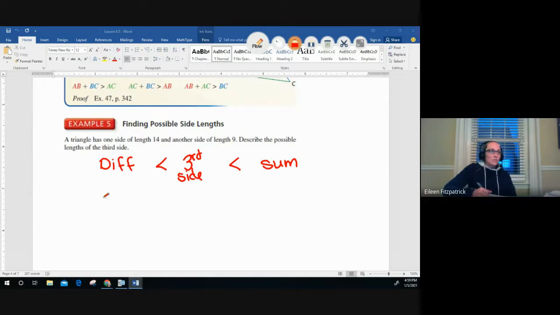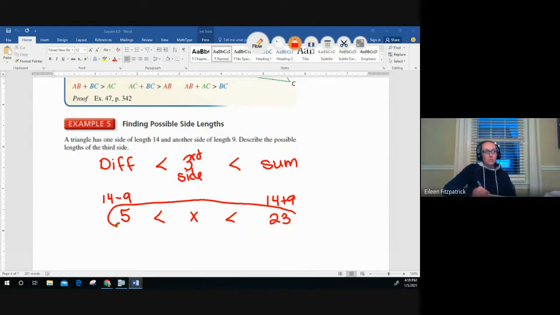So again, the difference 14 minus 9 and the sum 14 plus 9. The difference is going to give you a 5. The sum is going to give you a 23. So that means the third side, which I'm going to use X for, is going to be a number between 5 and 23. It's going to be a number greater than 5. And when I say a number greater than 5, it could be 5.1, 5.2, 5.3, right?